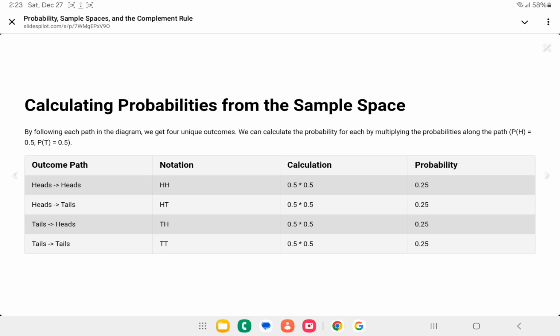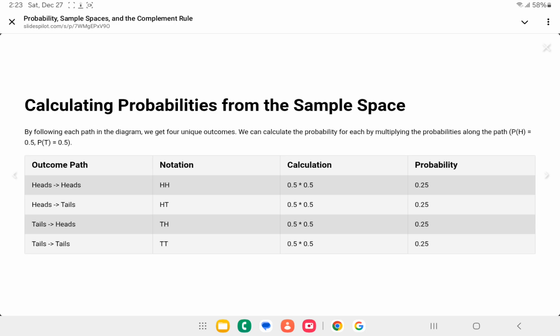For the second outcome, we have HT. The probability of getting heads is 0.5, and the probability of getting tails is also 0.5. Multiplying these two together, we get 0.25. This means that the probability for the outcome of getting heads and then tails is equal to 0.25 or 25%. We are essentially doing the same thing for the rest of these outcomes.